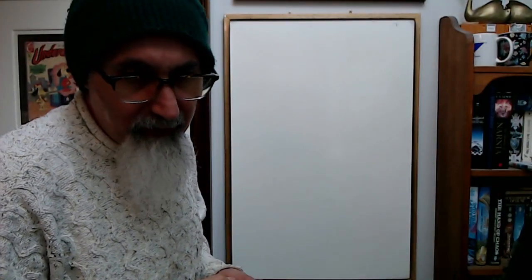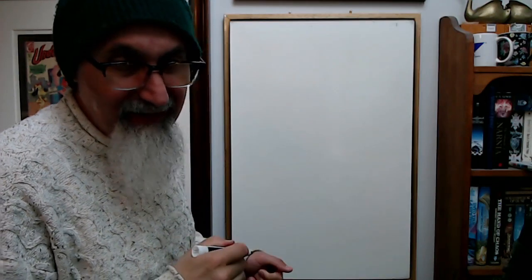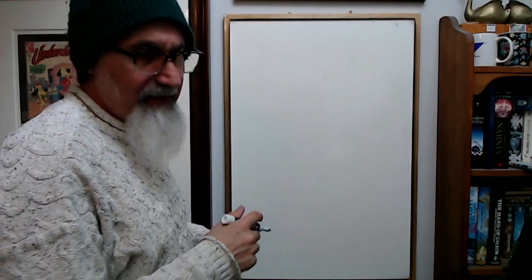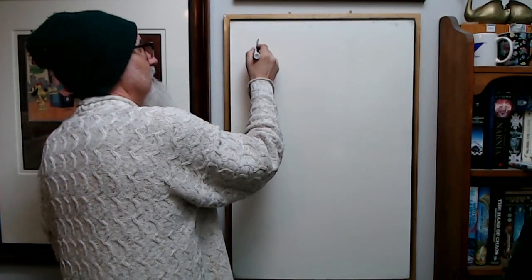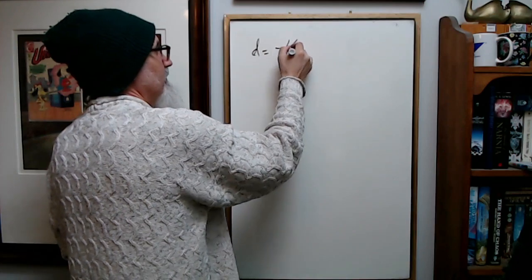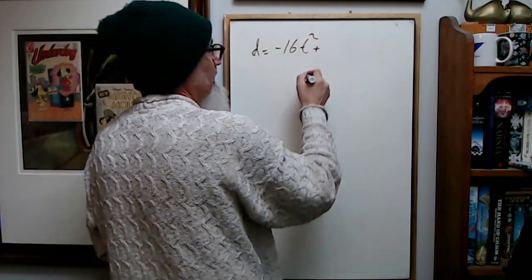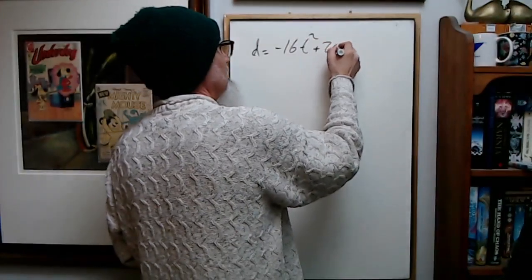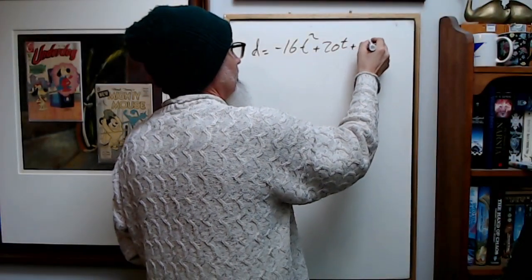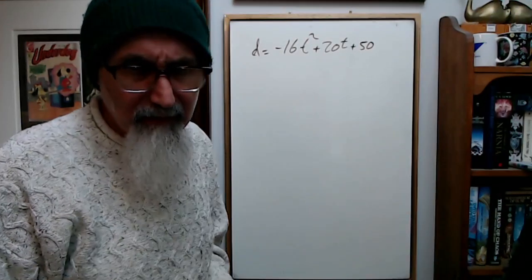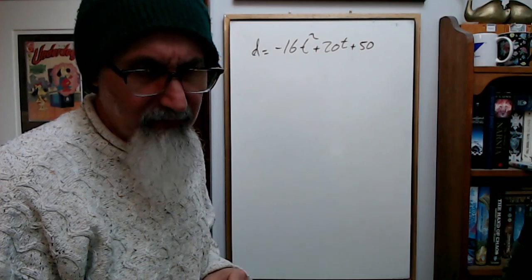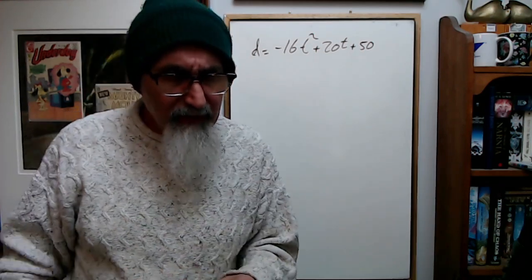So here's the formula that they've given you. The equation is this, and that's going to be distance, I believe, right? So the distance d is equal to negative 16 t squared plus 20 t plus 50. Its initial velocity is 20 feet per second. So something's wrong.